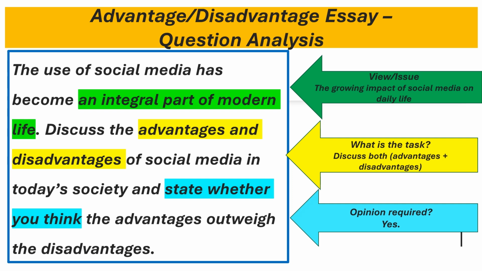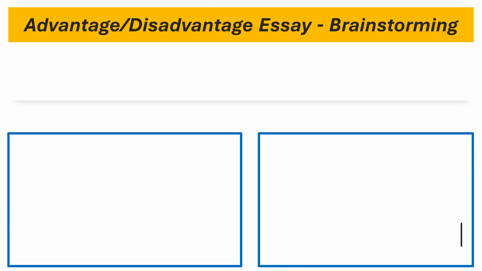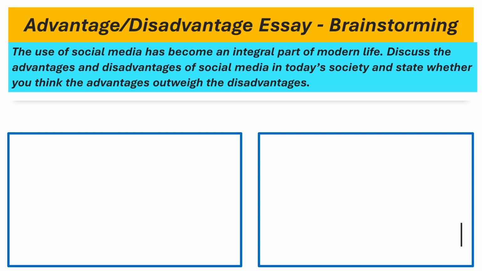So we have understood that we need to write about the advantages of social media's impact on people's lives, the disadvantages of social media, particularly the problems it can cause, and our opinion on whether the advantages outweigh the disadvantages. Before we start writing, it's important to take a few minutes to plan. We have already looked at the question and understood what is required. Now let's move on to brainstorming some ideas.